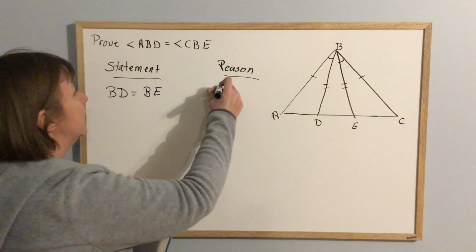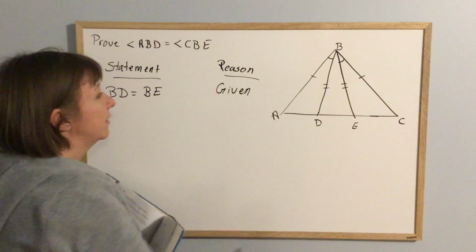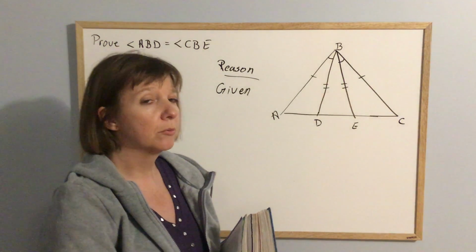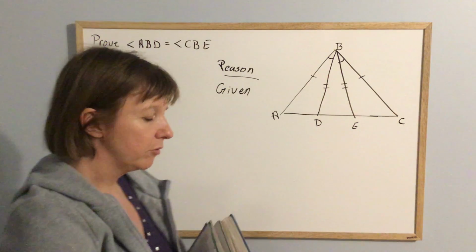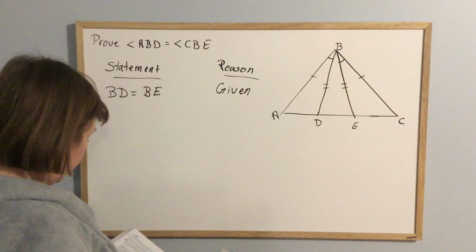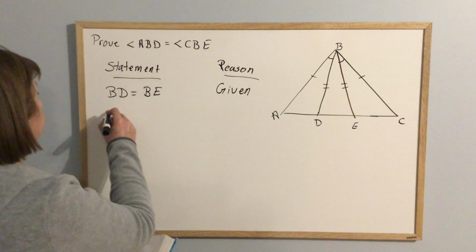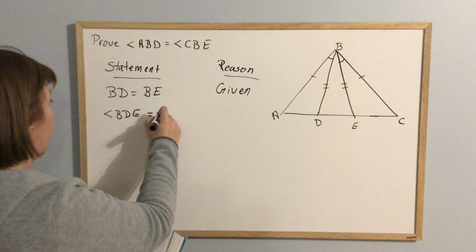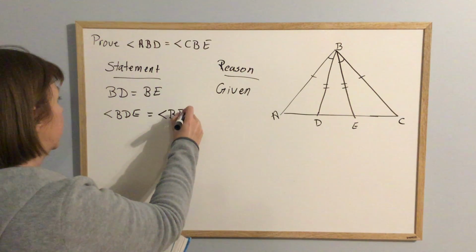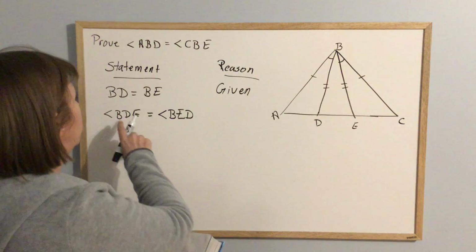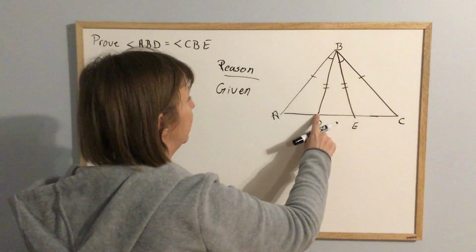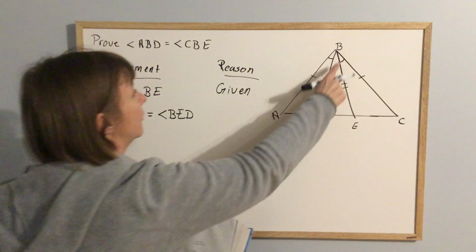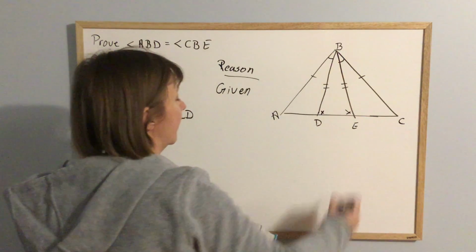So the reason that we give is given. That information was given to us. We didn't have to think it up. We didn't have to come up with a reason. They just told us so. It's my favorite one. Then they say that angle BDE is equal to angle BED. So let's look at where those angles would be. BDE, this angle right here, is equal to angle BED, this angle right here.